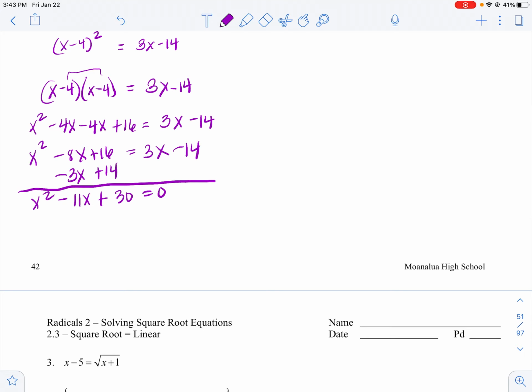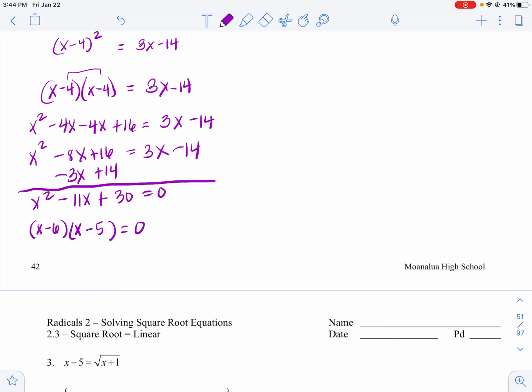Okay. Now, we are going to factor. We don't have to do completing the square really, because it looks like it would just work with factoring. We are looking for two numbers that when we multiply, we'll get 30, and when we add, we'll get negative 11. So that's two factors of 30 that will add to negative 11. And that is minus 6 and minus 5, right? Because negative 6 times negative 5 will give you a positive 30, and negative 6 plus negative 5 will give you negative 11.